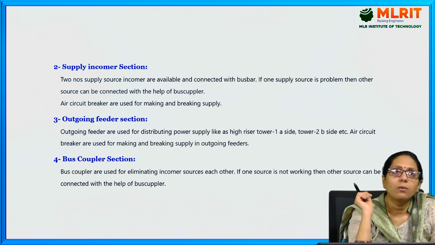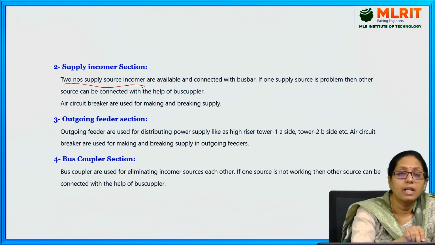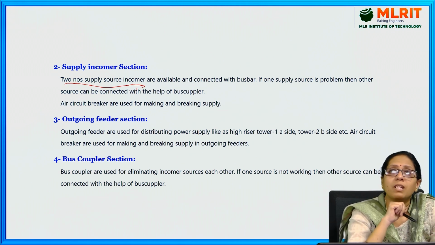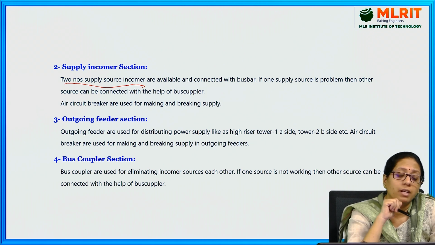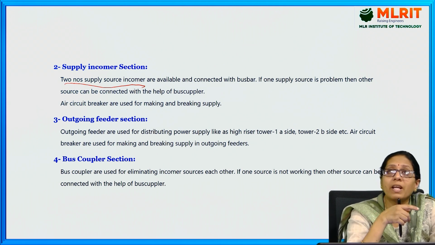The second one is the supply incomer selection. That is, 2 supply source incomers are available and connected with the bus bar. In the previous diagram, you can see there are 2 sources, that is source 1 as well as source 2. So 2 sources are connected with the bus bar.